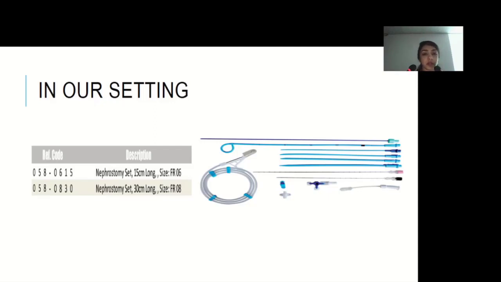So, can anyone tell me what are the requirements for the PCN, or what are the set contents? Let me put a scenario. If you are standing in the ER and you are facing a patient with severe right flank pain, you go for ultrasound and you find a grossly hydronephrotic kidney with thick pus in it. The patient comes back to you in ER with that ultrasound. How will you proceed in this case?